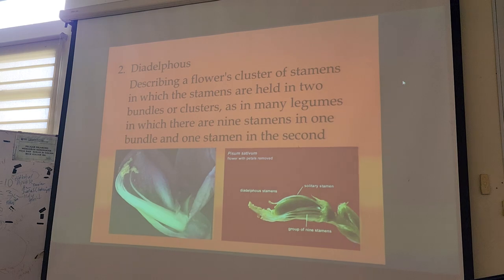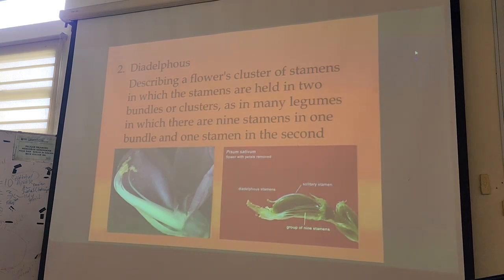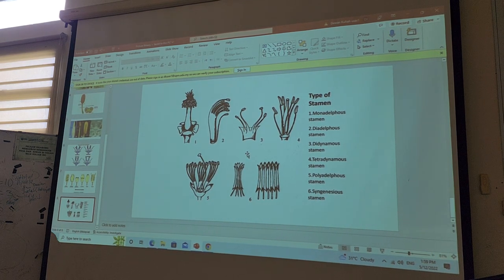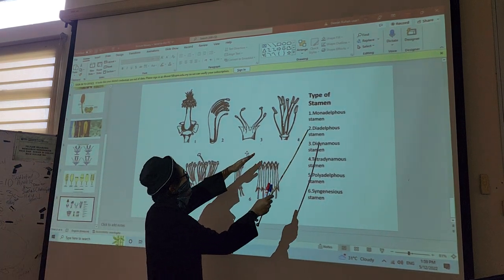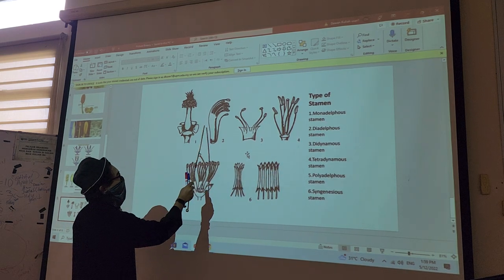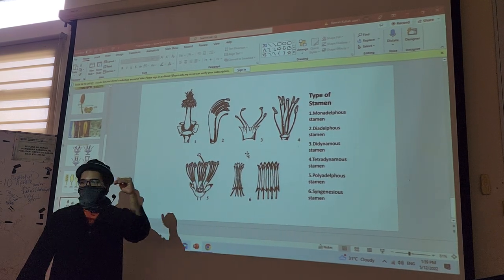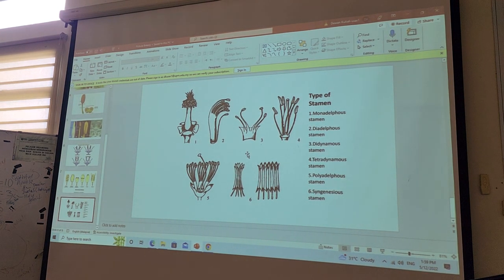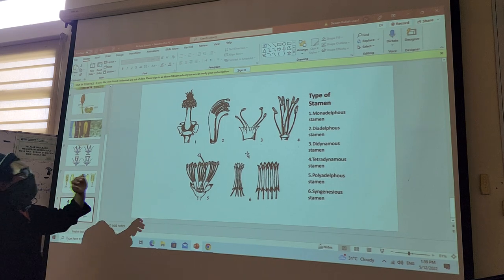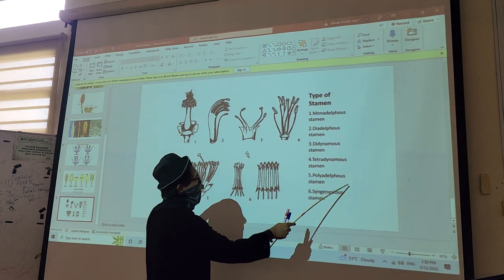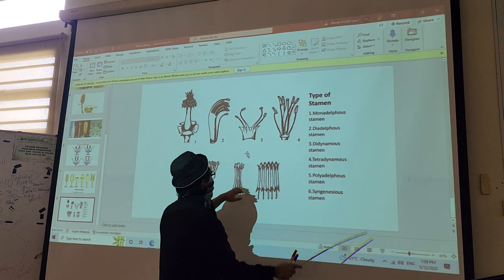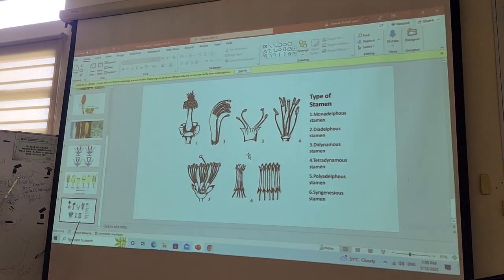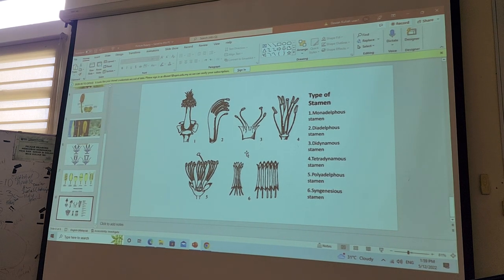Go back. Supplementary slide. Monoadelphous, diadelphous, which is number 2. How the stamens attach to the floral base. Didynamous, tetradynamous, polyadelphous and syngenesious. So there are many ways they attach to the floral base.